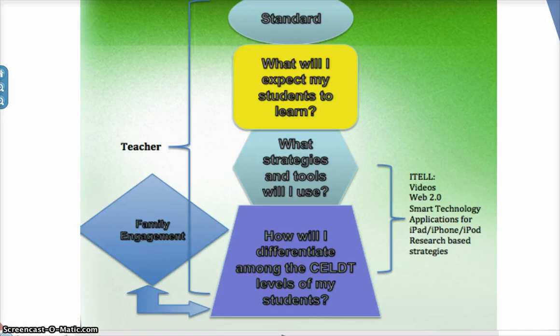That could include videos, it could include Web 2.0, if they have smart technology. There are many applications on the iPad, and that includes iPhone and iPods, and of course some research-based strategies from the current research. After you have identified your strategies and tools, then you need to identify how you're going to differentiate, not only among the CELT levels, but also of the needs of your students based on academic performance, based on behavior, etc. So you might differentiate by doing a heterogeneous grouping, a homogeneous grouping. It just really depends on your goal.